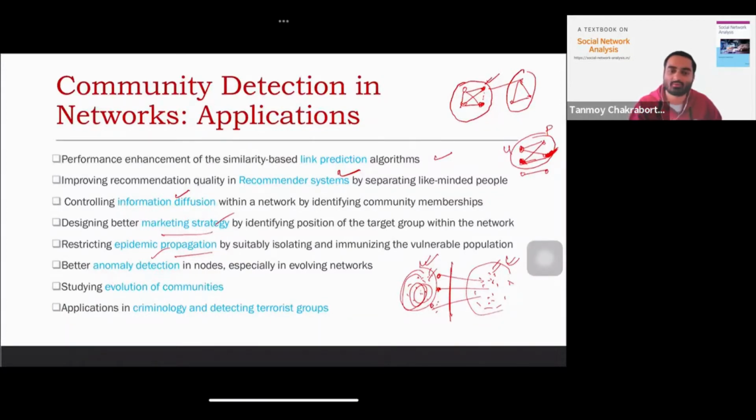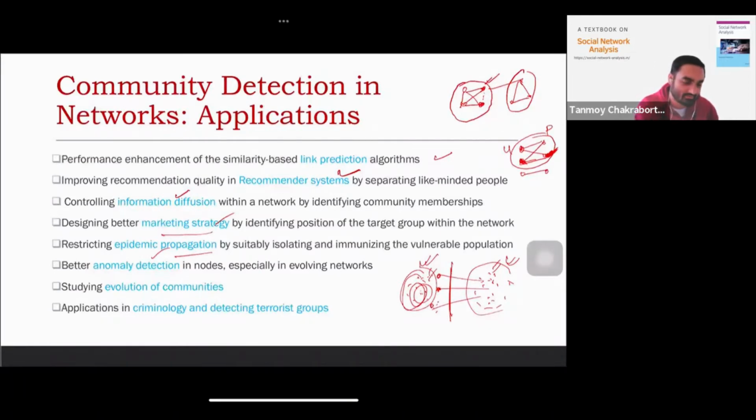Now, what do I mean by anomalous nodes? We'll discuss anomaly detection in one of the chapters, but there are two kinds of anomalous nodes in a network. One is called anomaly with respect to the entire graph. Another is called anomaly with respect to a certain community.